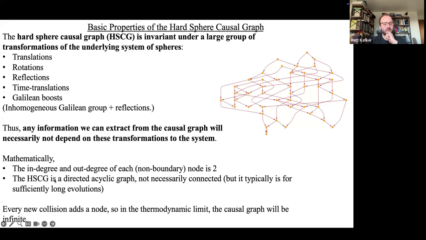From a mathematical perspective, the in degree and out degree of each node is going to be 2 apart from nodes at the boundaries. And it's a directed acyclic graph. It's not necessarily connected, but if you run the system for long enough, it will end up being connected. And then every new collision adds a node, right? So that means that if you take a large system or you run it for a very long time, the causal graph will be an infinite structure. Okay, so these are just basic properties of what to expect from this.